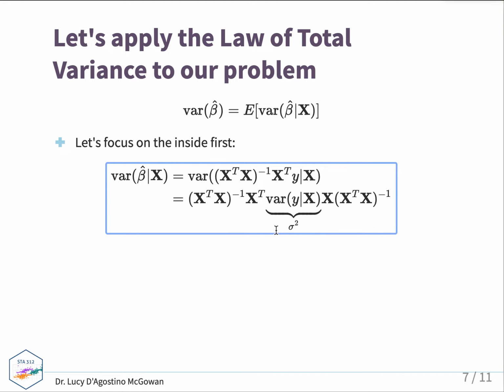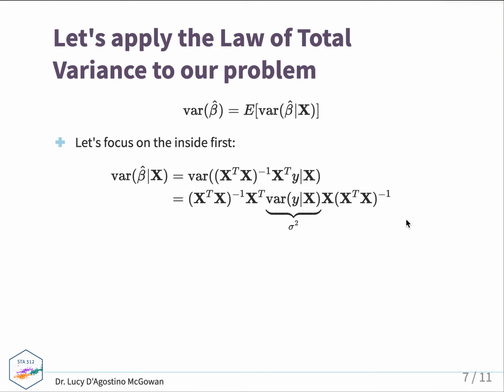One other important piece of information here is that the variance of y given x is defined as sigma squared. That's just the symbol we often use for the variance of y given x, so I'm going to plug that in. This is what we get: x transpose x inverse x transpose times sigma squared times x transpose x inverse.